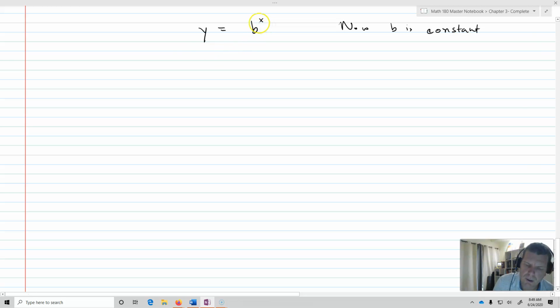So I'm going to take the natural log of both sides. So ln of y equals ln of b to the x. Then I'll pull the x out, and that gives me ln of y equals x ln of b. Now, differentiate implicitly.